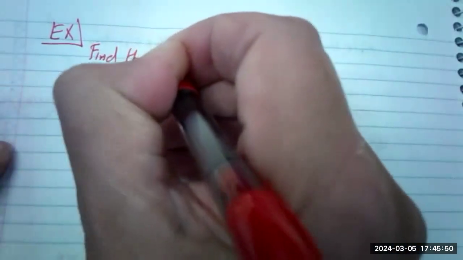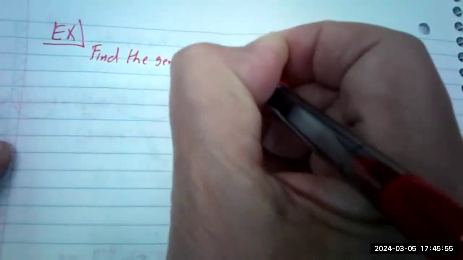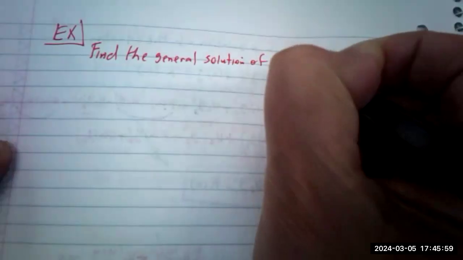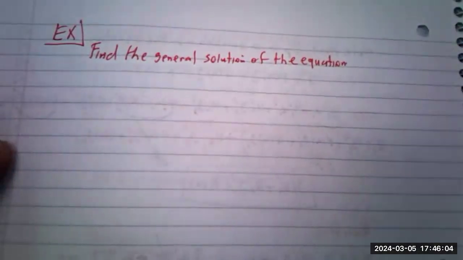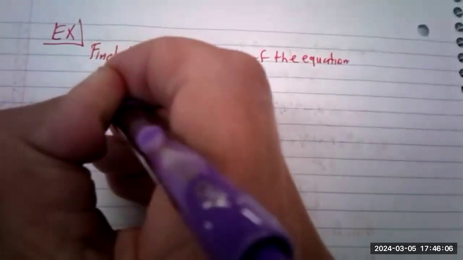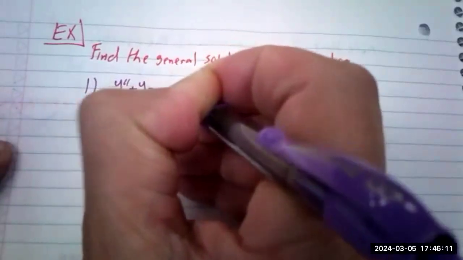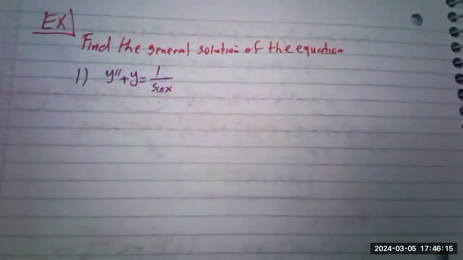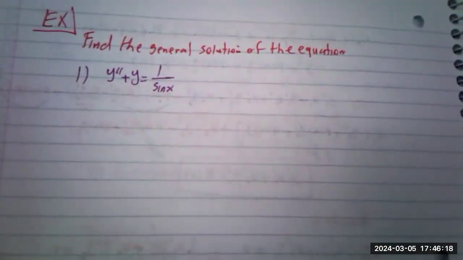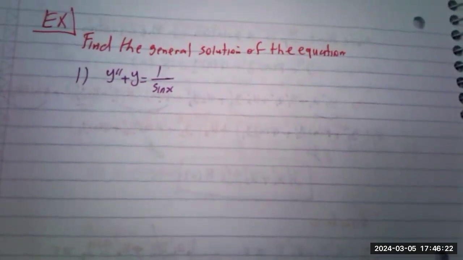Find the general solution of the equation. I have 3 examples, but I'll give you one of them today, then the rest next time. Let's see. This can be done quickly. It's a very famous one: 1 over sine, cosecant. I just write down 1 over sine. Cosecant, secant, tangent, those are the possibilities.